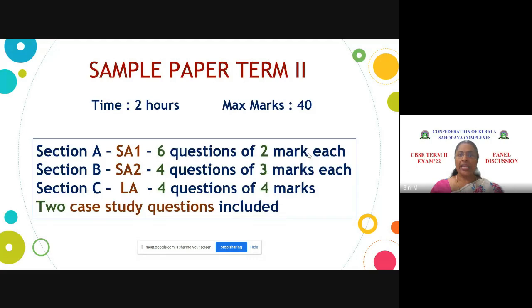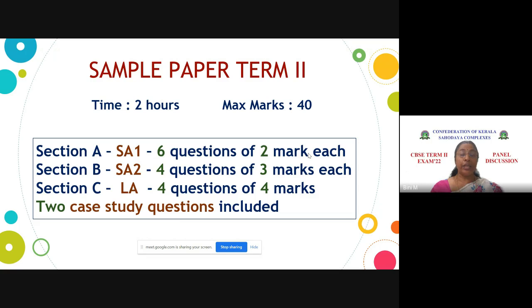Here comes the analysis of sample paper term 2. This is a descriptive paper for us. Section A, short answer 1, 6 questions of 2 marks each. Section B, short answer 2, 4 questions of 3 marks each.